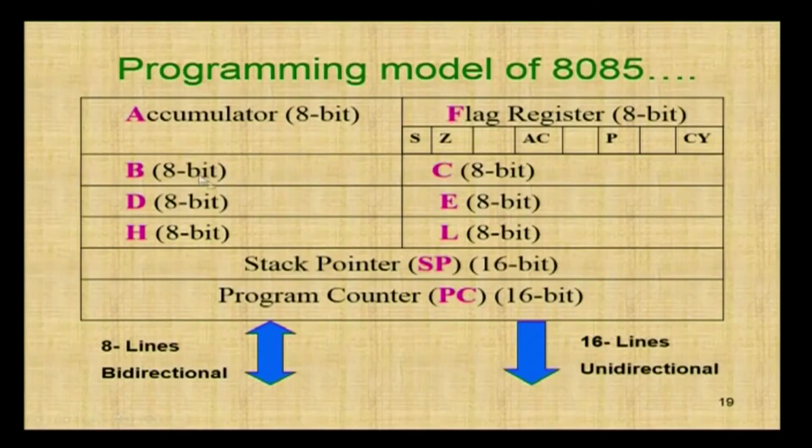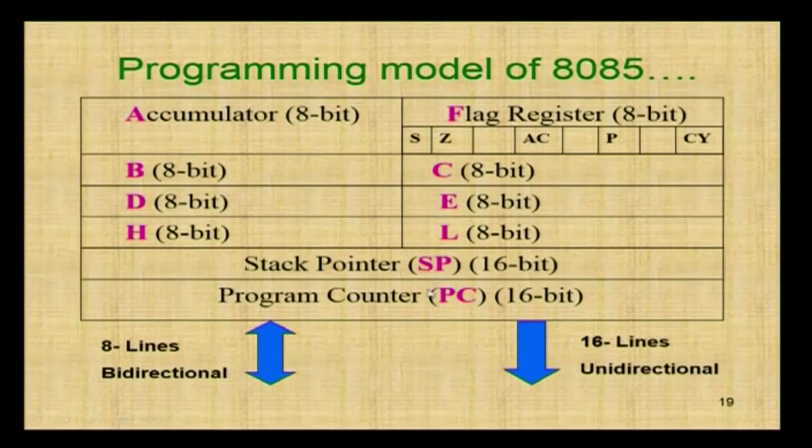Then you have the general purpose registers: B, C, D, E, H, L. These registers can be used as 8 bits, or they can be used together as 16 bits. That is, D and E can be combined and used as a 16-bit register, and similarly H and L can be combined and used again as a 16-bit register.